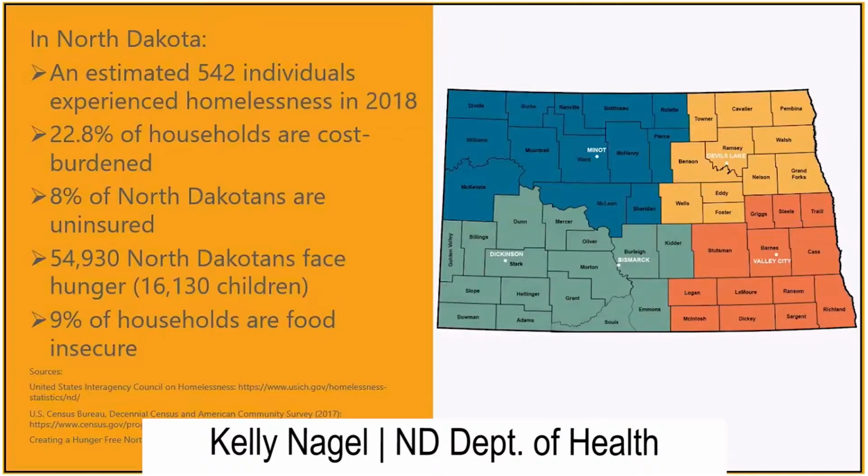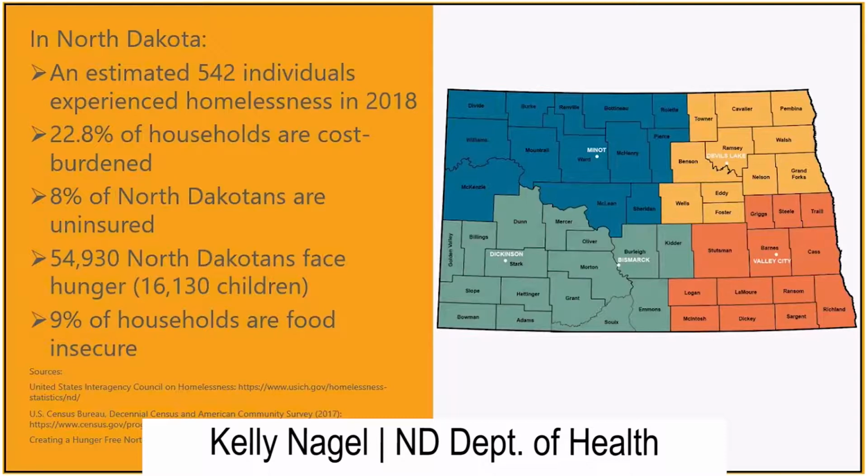So here in North Dakota, there are inequities and disparities. There is an estimated 542 individuals that experienced homelessness in 2018. There are 22.8% of households that are cost burdened, 8% of North Dakotans that are uninsured, 54,930 North Dakotans that face hunger, and out of those, 16,130 are children. And there's 9% of households that are food insecure.